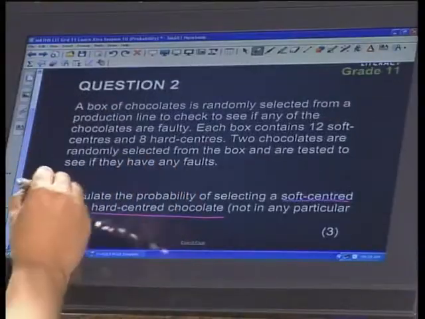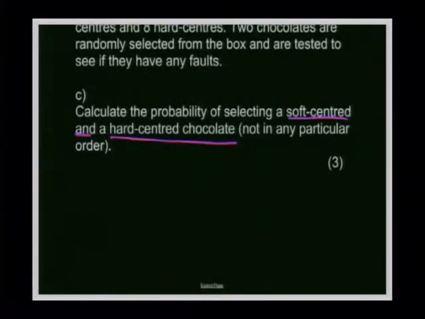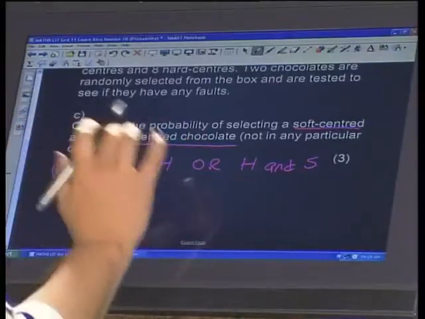I'm going to reread the question so we can see what I'm talking about in the ands and the ors, and pick up those keywords. So the probability of selecting a soft-scented and hard-scented chocolate, not in any particular order. So my probability was actually soft and hard, or it could have been, so let's change that to soft and hard, or it could have been hard and soft. I can't choose both of those events, because then I would be choosing 4 chocolates. So that is what it means by any particular order.